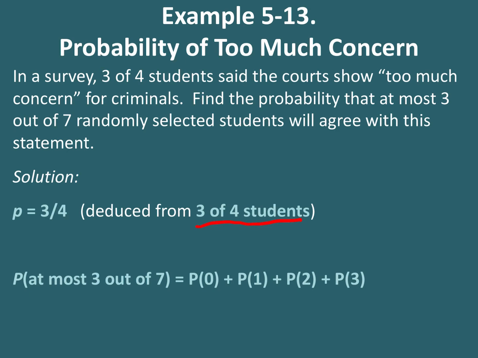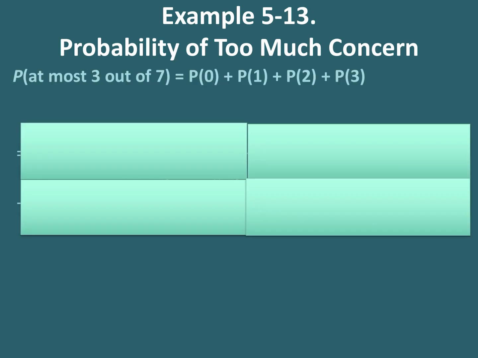So the probability that at most 3 out of 7 agree with this statement, recall, at most means less than or equal to, would give us the probability that no one agrees, plus the probability that 1 agrees, plus the probability that 2 agree, plus the probability that 3 agree. Here, we'll need to evaluate each one of these probabilities individually. So once again, we're looking for the probability that at most 3 out of the 7 agree.